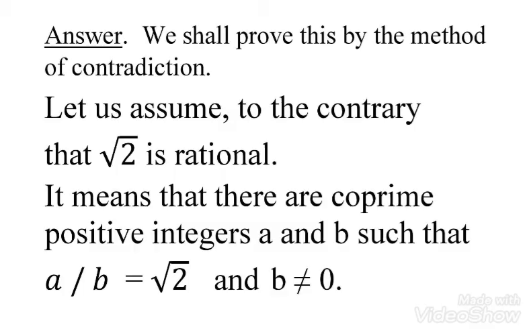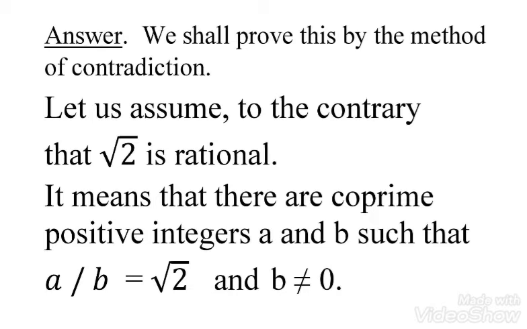Now let us start. Under root 2 is irrational. We have to prove it. Now the solution is, we shall prove this by the method of contradiction. Please remember this thing. Let us assume to the contrary that under root 2 is rational.